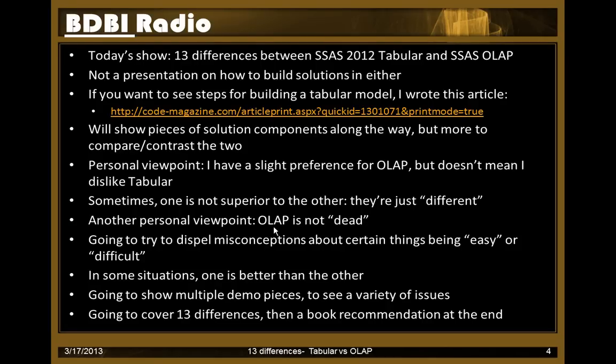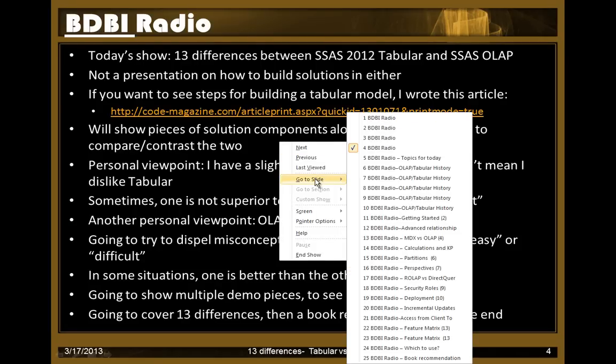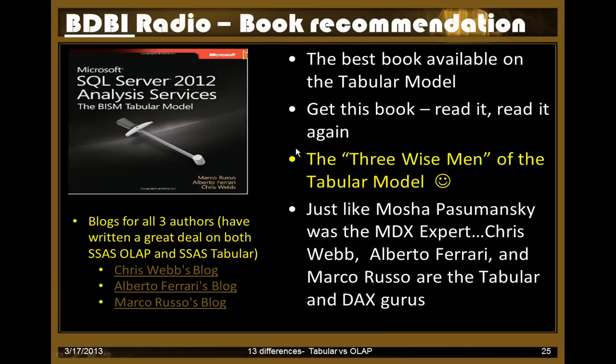Now, I'm actually going to jump to the end here for just a minute and make a book recommendation. So I'm going to go to the last slide here and go to my book recommendation. There are a couple of good books on Analysis Services 2012, specifically the Tabular model, but this one is the one to get. It's put out by Microsoft Press, and it's written by the same authors, Chris Webb, Alberto Ferrari, and Marco Russo, who wrote the OLAP Analysis Services 2008 book that I recommended last week.